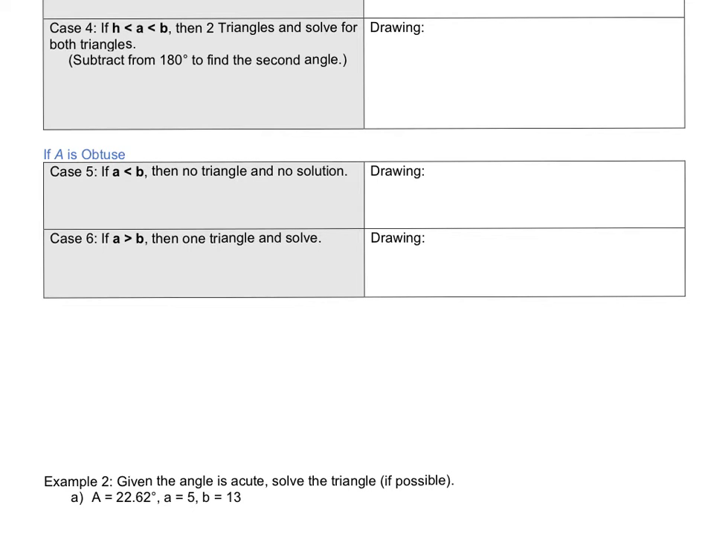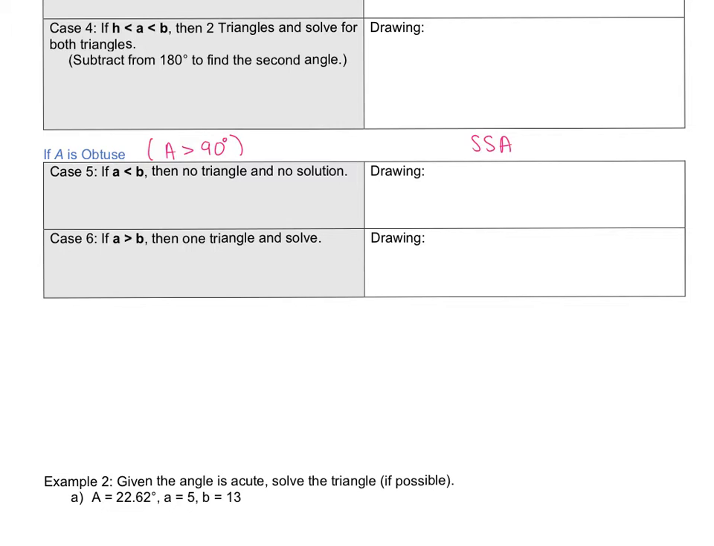So in this video, we're going to be talking about the obtuse case. If you have an SSA, a side-side-angle, that ambiguous law of sines case, and you have an obtuse angle, meaning an angle bigger than 90 degrees, you're probably going to end up with these two cases.